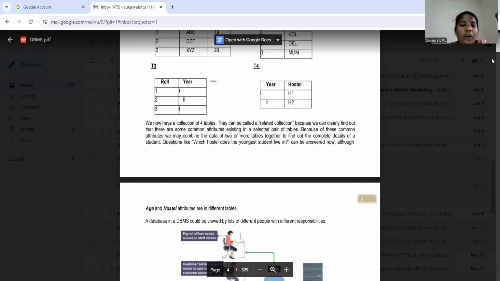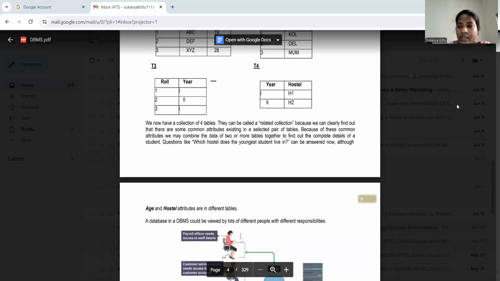Database: a collection of related relations. Consider the following tables. We now have a collection of four tables. They can be called a related collection because we can clearly find that there are some common attributes existing in the selected pairs of tables. Because of these common attributes, we may combine the data of two or more tables together to find out the complete details of a student. Suppose questions like which hostel the youngest student lives in can be answered now, although the age and hostel attributes are in different tables.